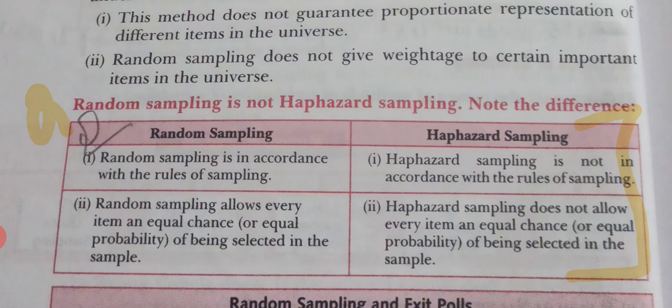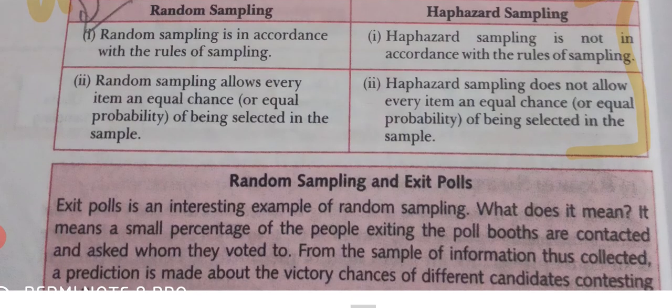Like if any investigator is selecting the items according to his wish, without any method, that is haphazard sampling, where no rule is followed. Next is random sampling and exit polls. Random sampling, we can follow this method also at the time of elections.